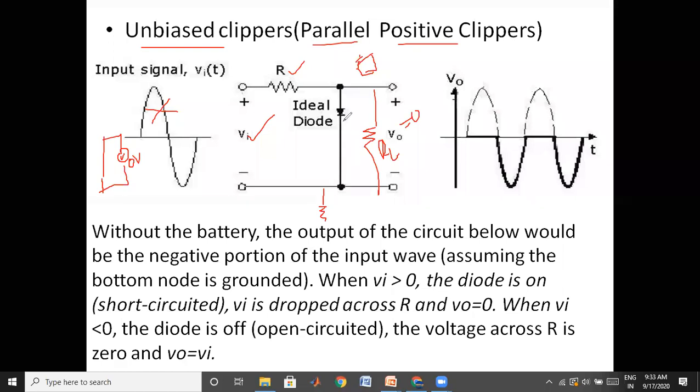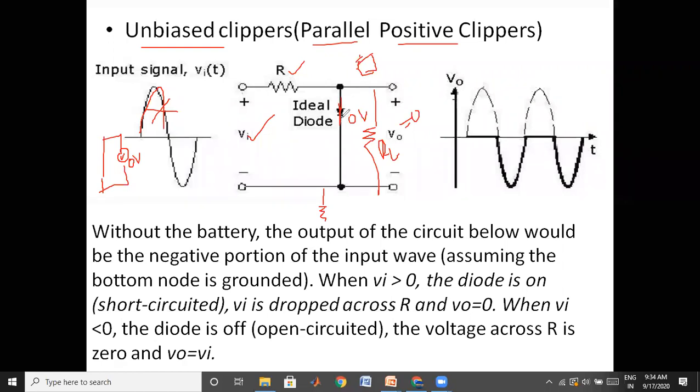We are going to get 0. Once again, since the cathode is connected to 0 volts, if the input is in the positive cycle, the anode voltage will be 1, 2, 3, and so on. It is a positive voltage. Therefore, the diode is in the on state.